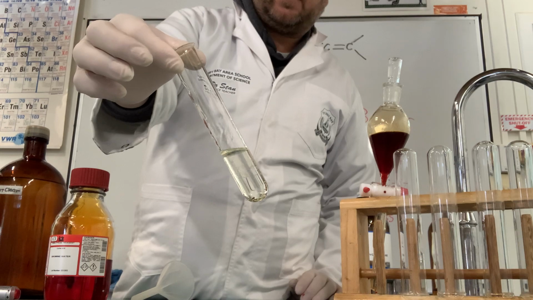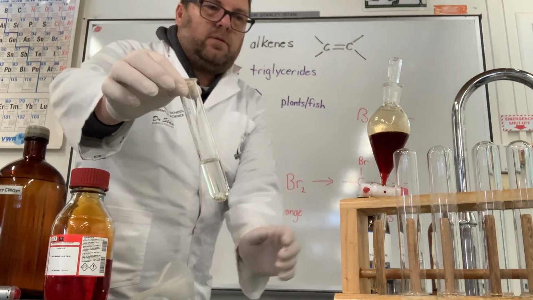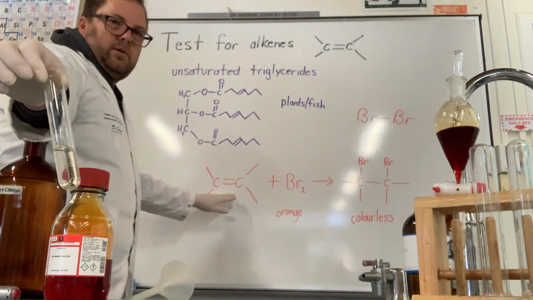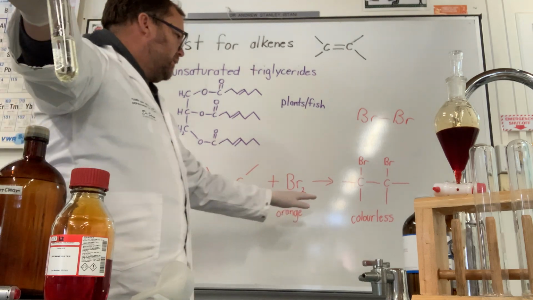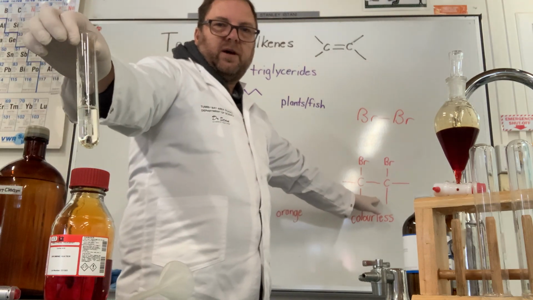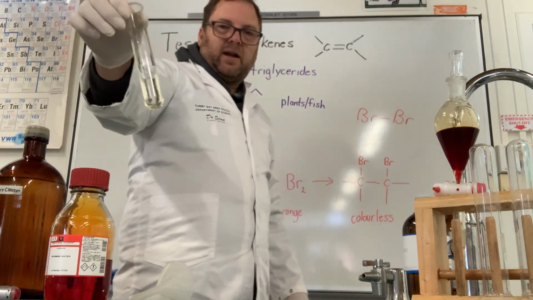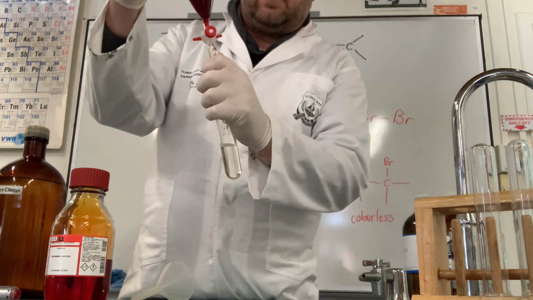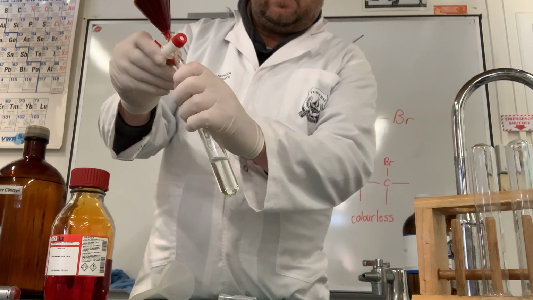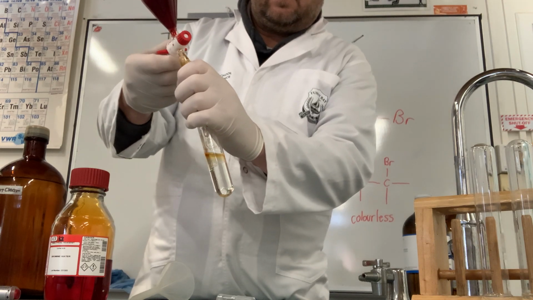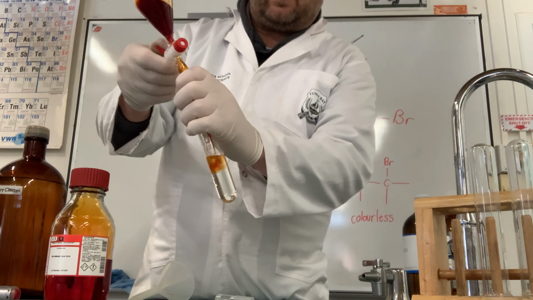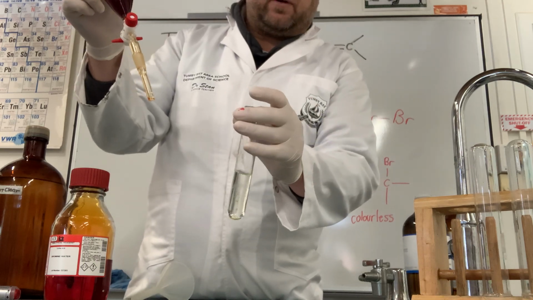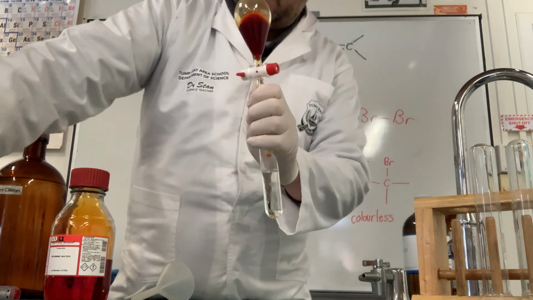So you can see that orange colour has disappeared because the bromine has reacted with the carbon-carbon double bonds to form these, we call addition across the carbon-carbon double bond, and it's made that orange colour disappear. Let's just do that once more. We've got a bit of shaking happening, so it's happening quite quick. So yeah, you can see that orange is disappearing pretty much straight away. Just put some on the desk.